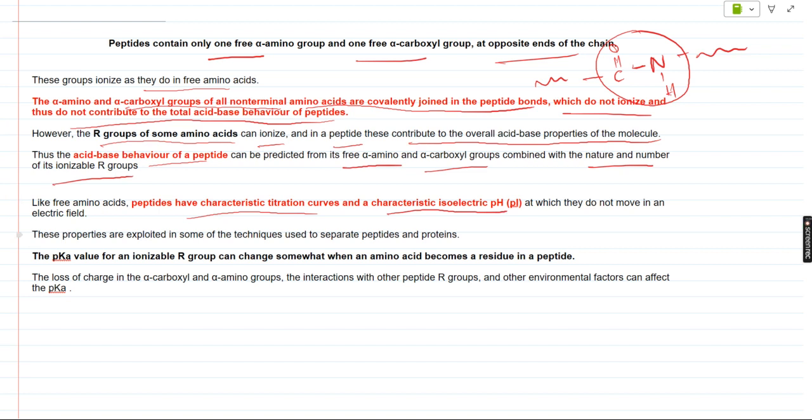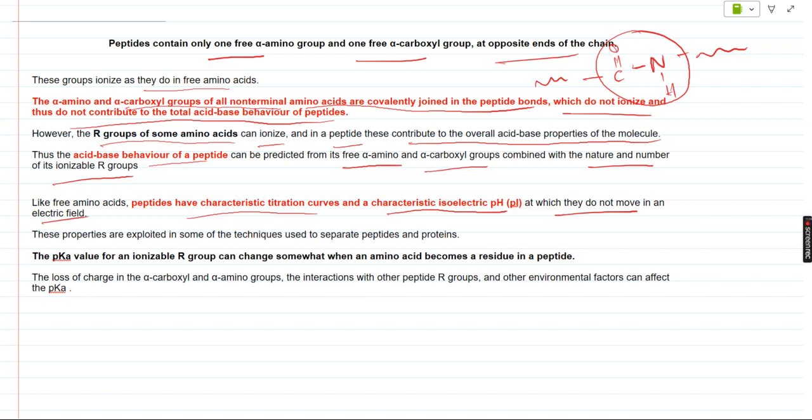So, similar to amino acids that have their own isoelectric pH, that is the pI, even peptides also have their own characteristic titration curve. If you see my previous video, I discussed more about the titration curves and things like that. Similarly to amino acids, even peptides also have their characteristic titration curve and also their characteristic isoelectric pH. And at this pH, they do not move in an electric field that is being supplied.